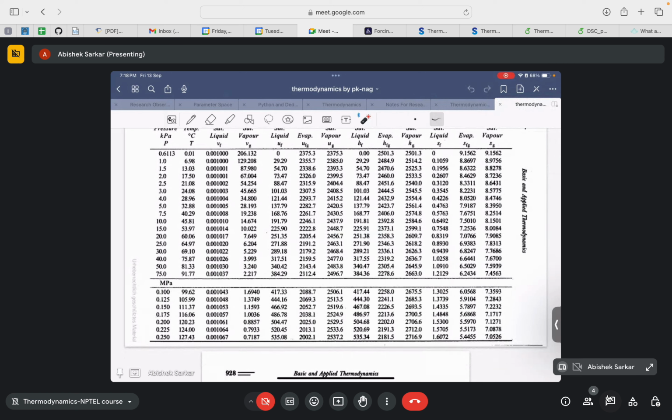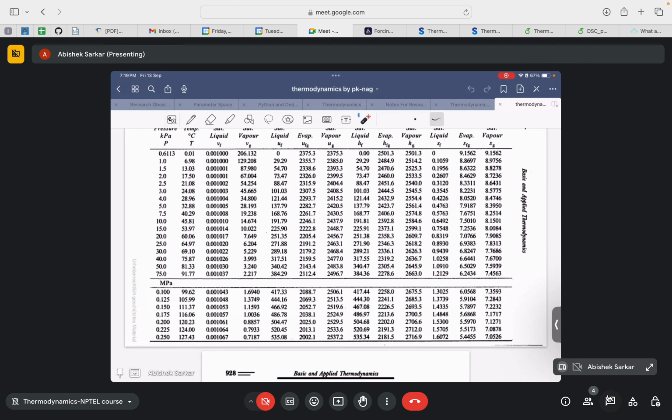At 0.2 megapascal we have Vf as 0.001061 meter cube per kg and Vg as 0.8857. We can also take the values of Uf, Ufg and Ug as well. Basically we need Ufg, so you can take this directly. The value of Uf at 2 bar is 504.47 and Ug is 2529.5 kilojoule per kg. All units are in kilojoule per kg for the internal energy and the enthalpy.